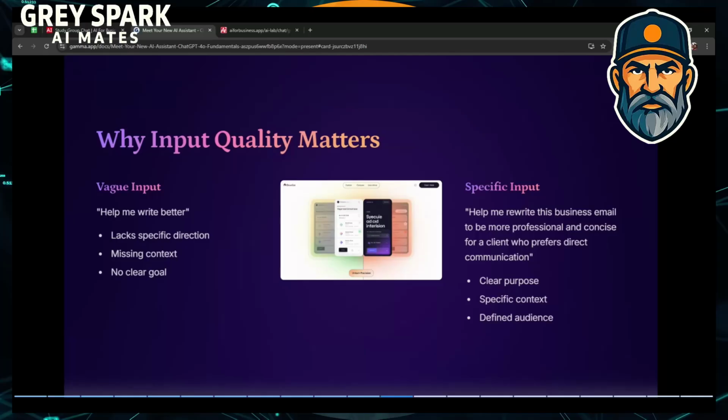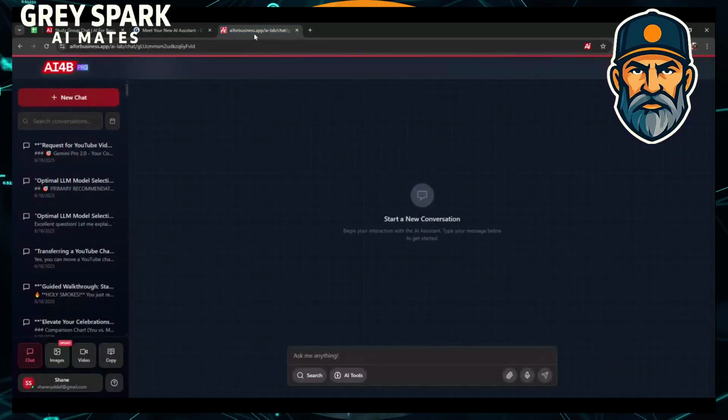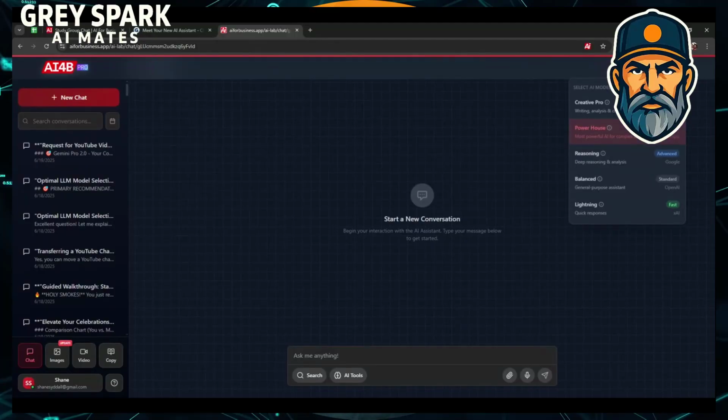Now I'm going to demonstrate ChatGPT, or as we call it, the Balanced model in the AI4B Pro app. And I'll show you it in that app. I'll show you some interactions just to give you an idea. So I'll just click on this. So here we are. And I'm going to go up here and go to Balanced, which is ChatGPT 4.0.